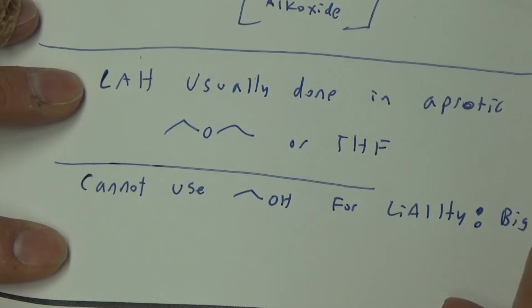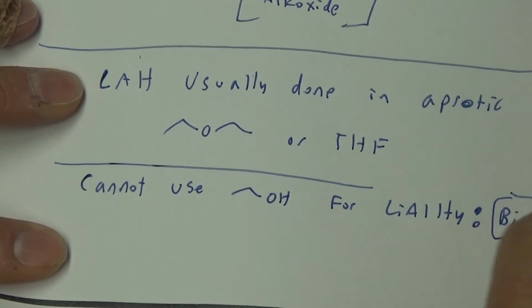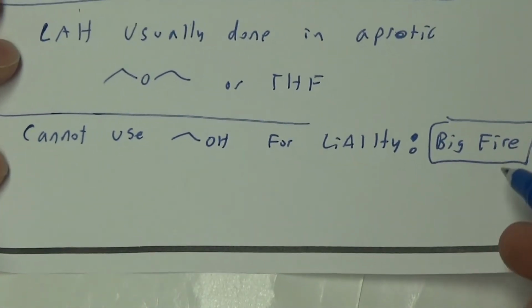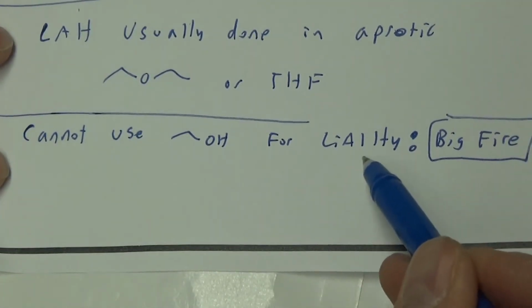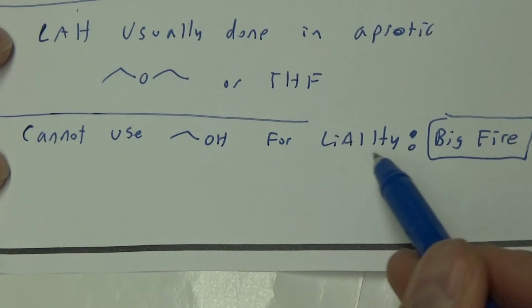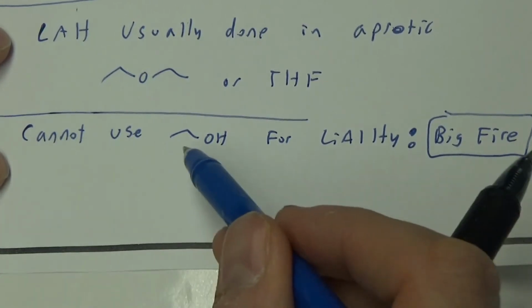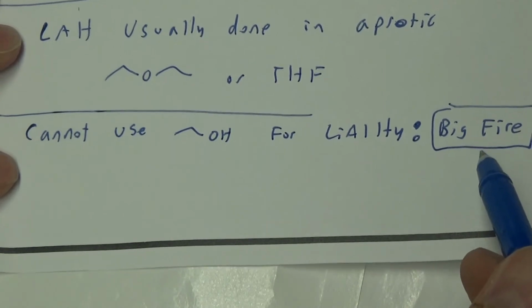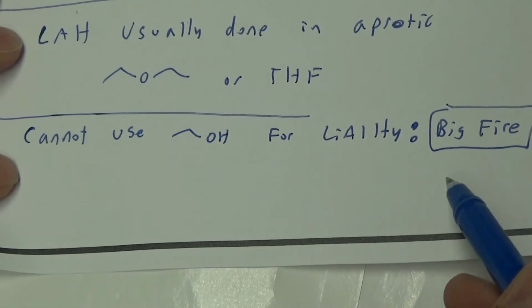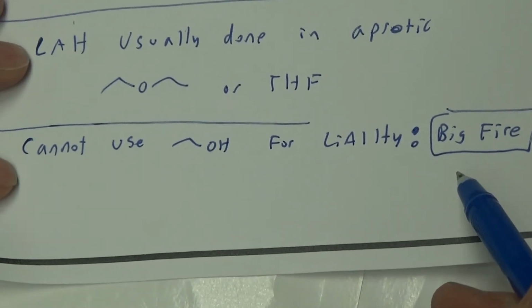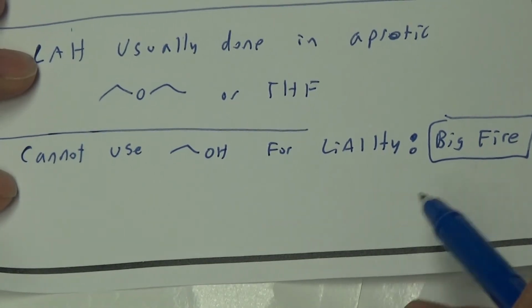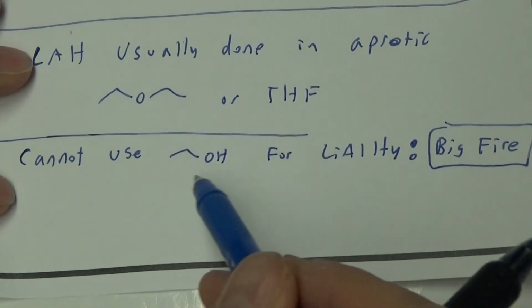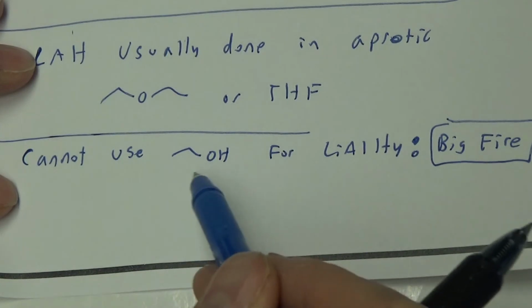So the whole lab will burn down, potentially. It's very, very dangerous. That's why we said this stuff is really sensitive. You have to be extra careful with it. Ethanol would almost guaranteed cause a big fireball when you use it. I'll show why ethanol is bad for lithium aluminum hydride. It is okay for sodium borohydride.